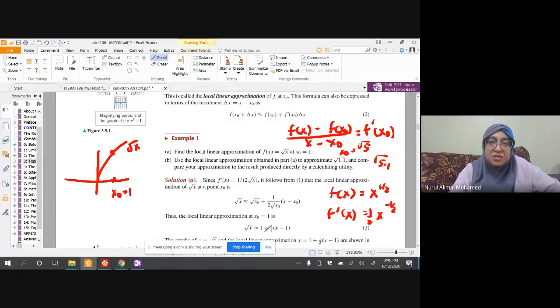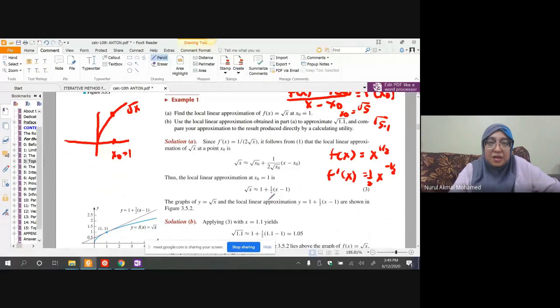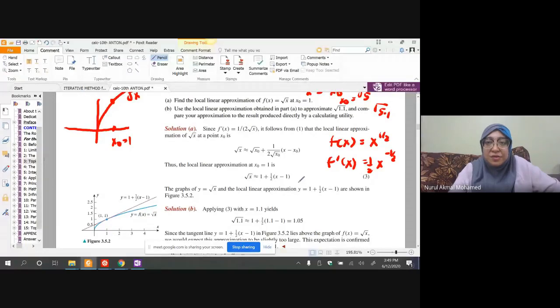So just substitute x naught equal to 1, so you get 1 plus 1/2 square root of 1. Square root of 1 is 1. Multiply with x minus x naught, so x minus 1. So the approximation for the square root of x, when x is equal to 1.1, can be solved by using this equation.